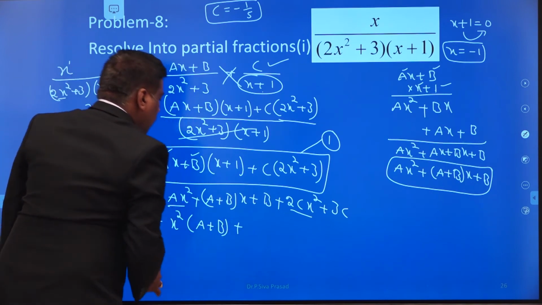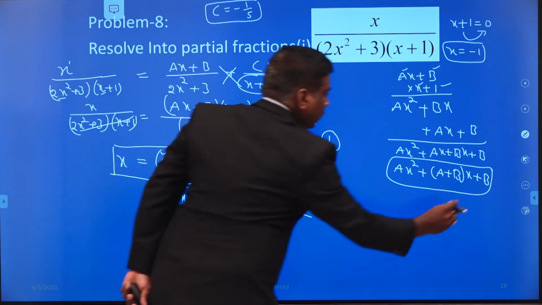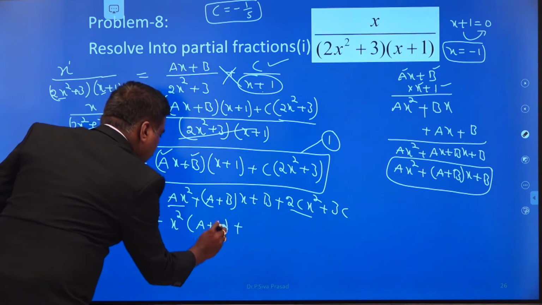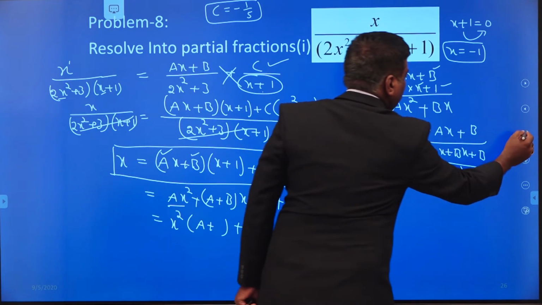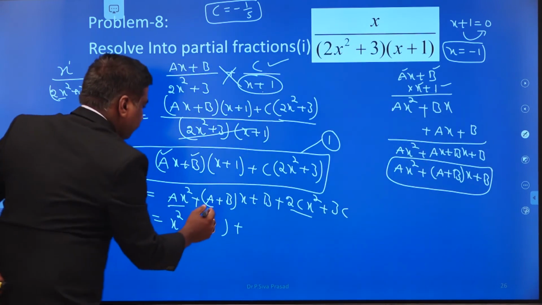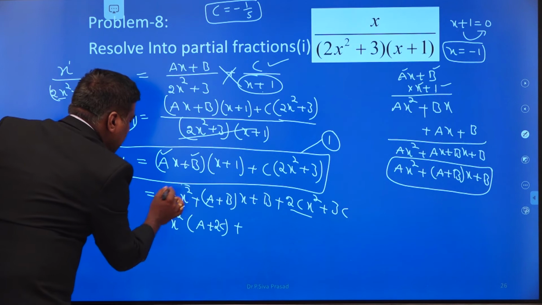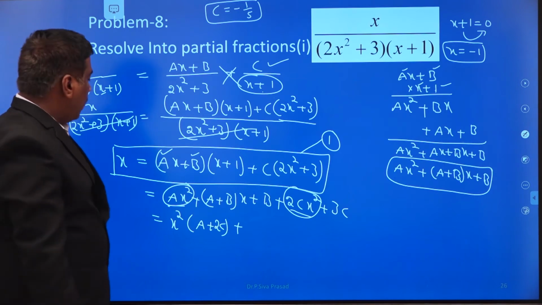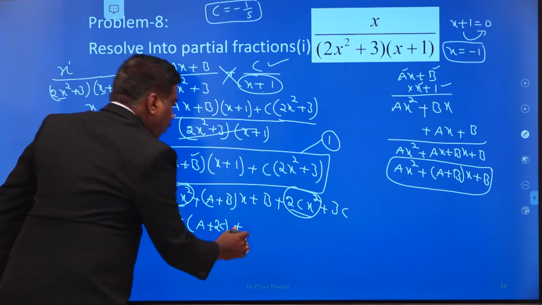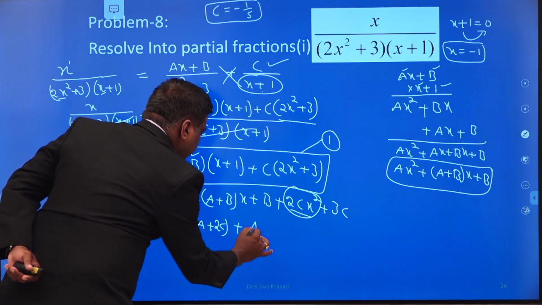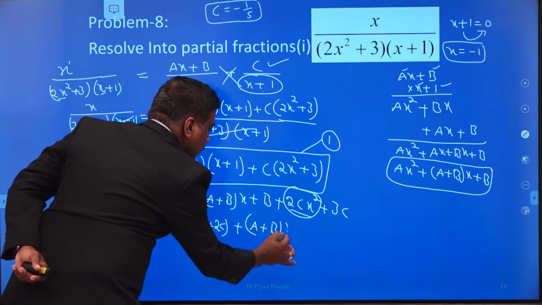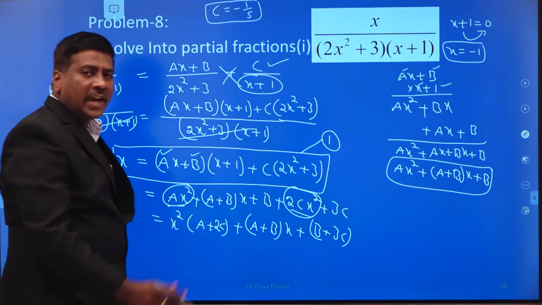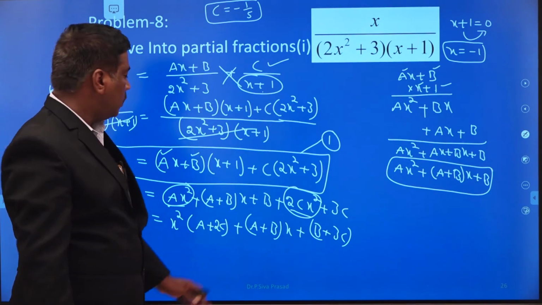Now plus x square into a plus 2c, because I have to take x square common from this term and this term. Then the x terms are a and 2c, so the x term is a plus b into x, and the constant term is b plus 3c. Likewise, I have to segregate the terms. Please all of you observe this.